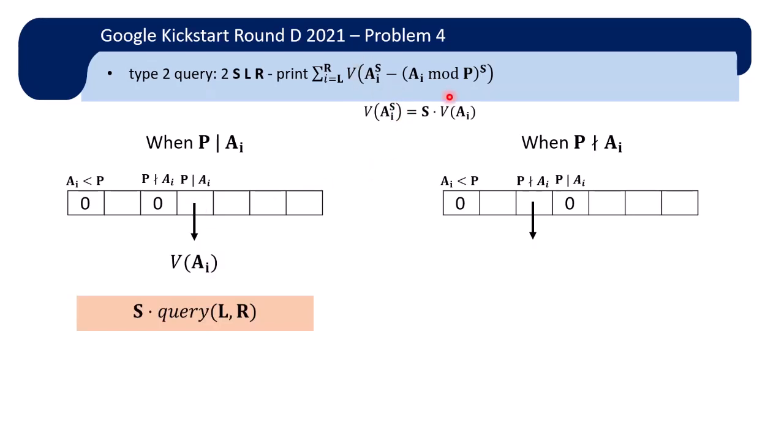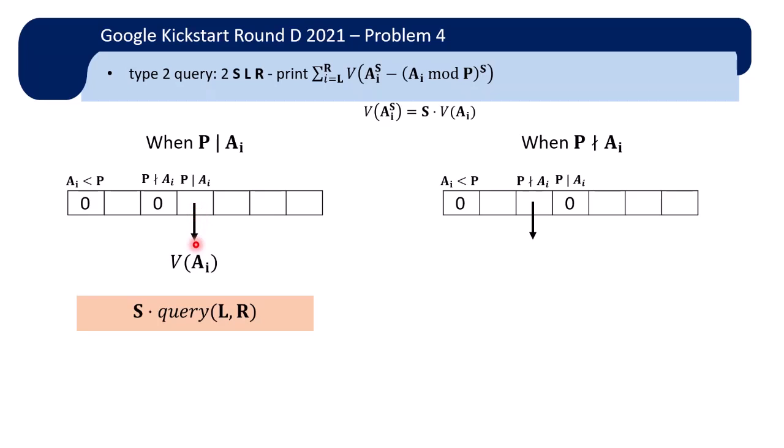Now the value that I want, if AI is divisible by p, this part will be 0. So the value I want is v of AI to the power of s, and this is exactly the same as s times v of AI. So the clever thing to do now is to actually store v of AI.